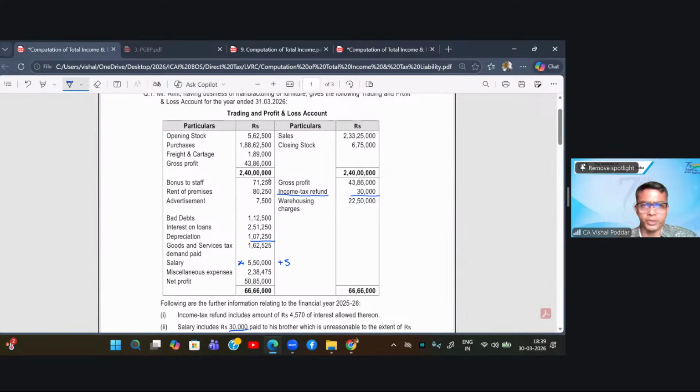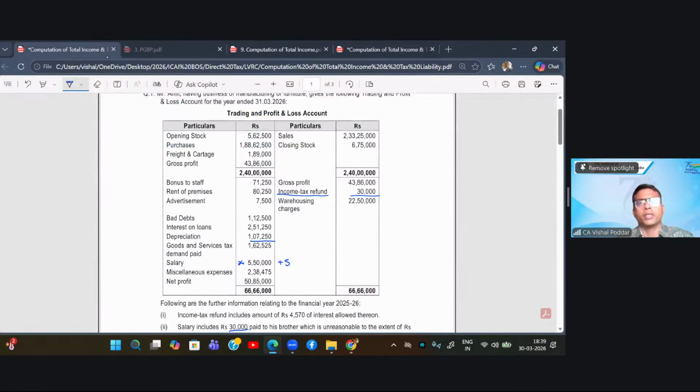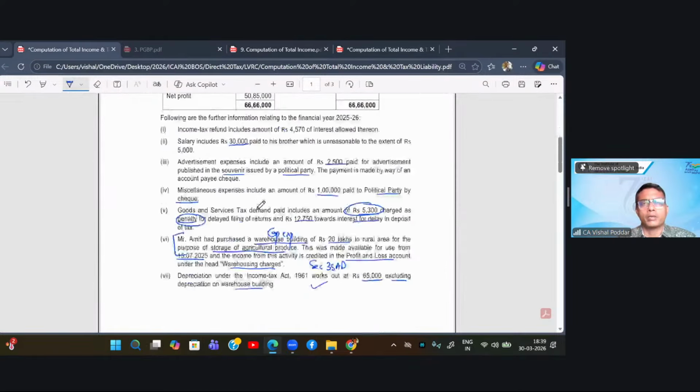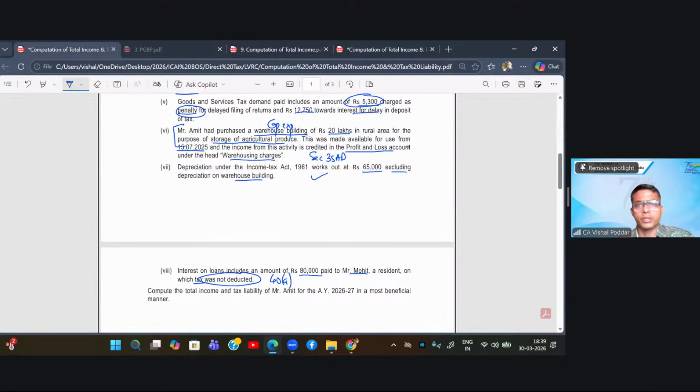So now I'm on the subtraction list, correct? I always start with the debit side, and from the debit side I'm now going to the credit side. So we are now on the less items. First I'll take care of depreciation, and then I'll come to your income tax refund part. Depreciation as per IT Act works out to 60,000.